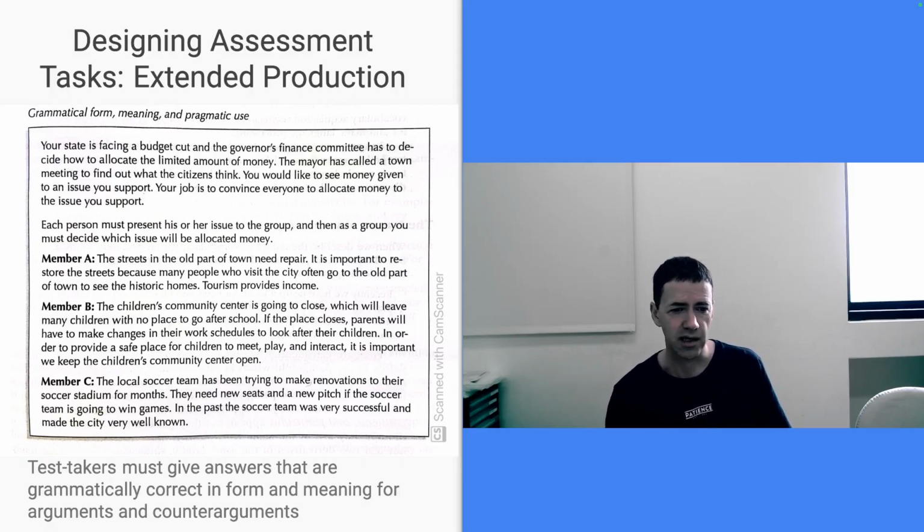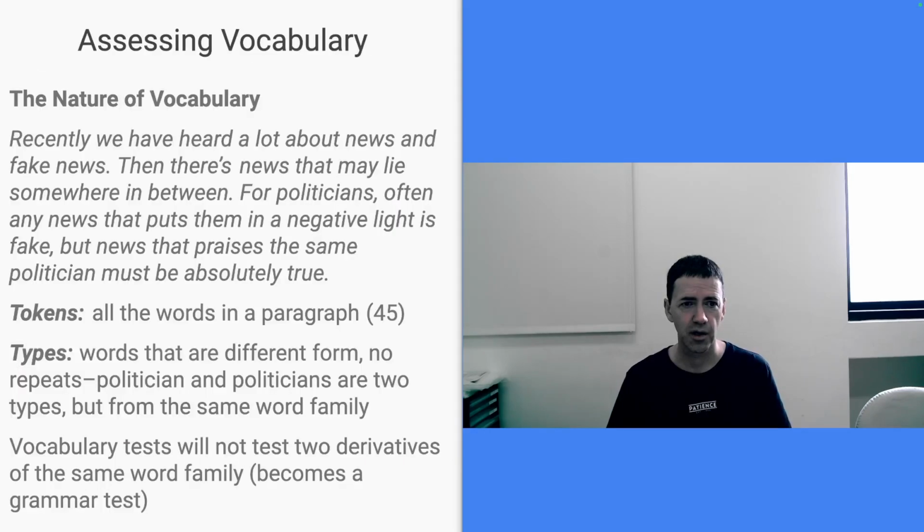Okay, and here is an example of that type. So here, it gives you a situation, and then each person in the group, member A, member B, member C, you have to decide how you're going to allocate the money. So here you have to figure out which person you are, you have to create your arguments, but you also have to be able to counter argue, and you have to use the language accurately and appropriately.